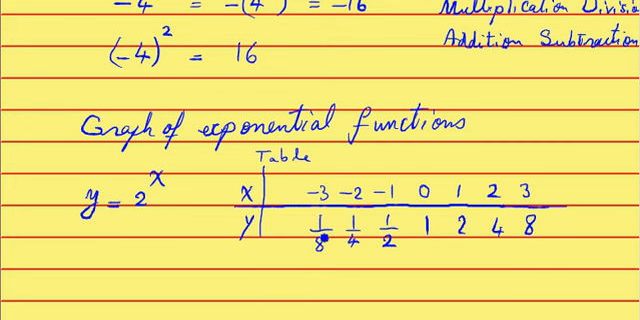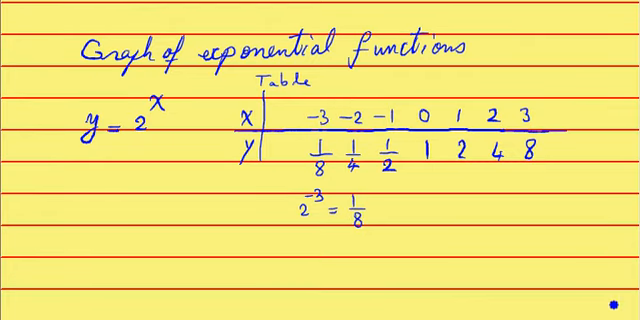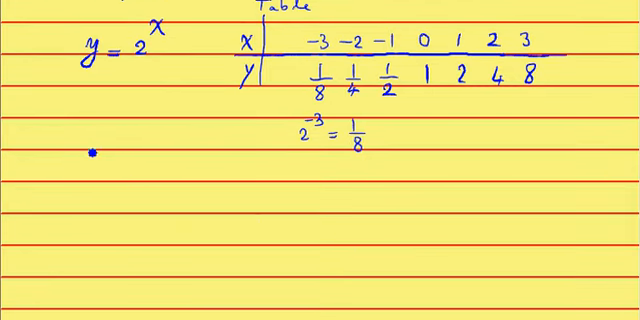So for example, where did this come from? 2 to the power of -3, raised to this x value, gives me this y value. What do I do next? Next is to draw a coordinate system. So here is a quickly drawn coordinate system, x and y axis.